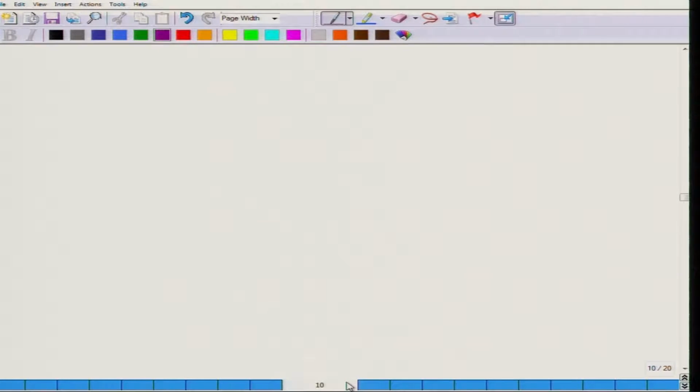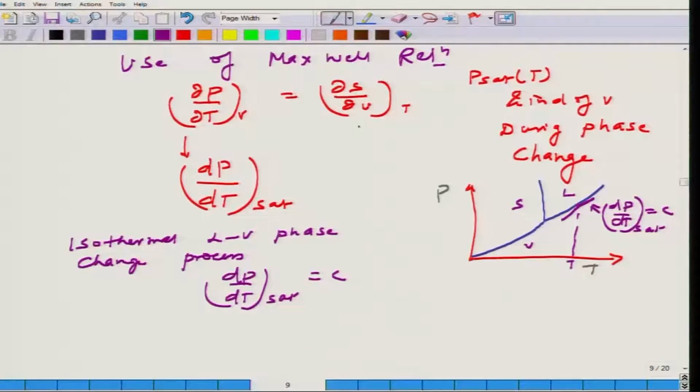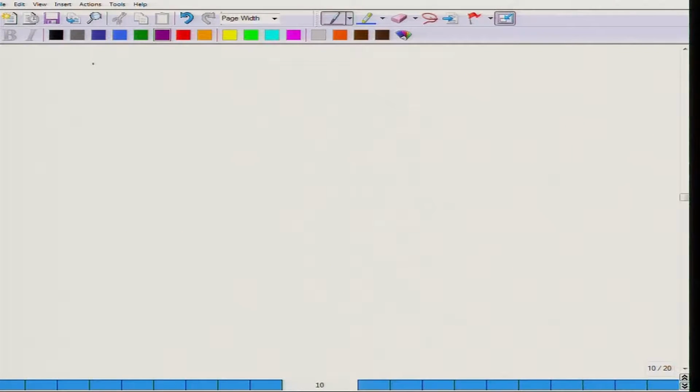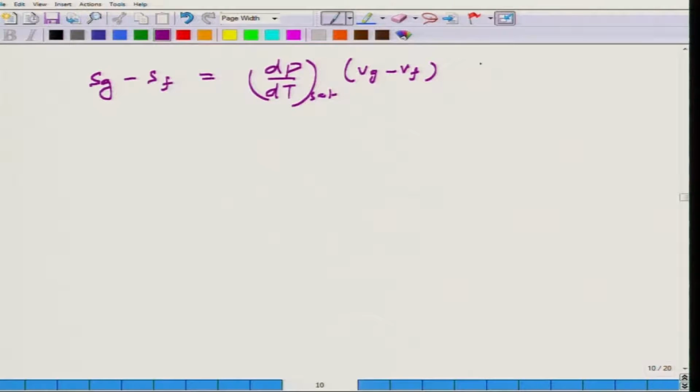So let me just try to illustrate that. If we integrate this Maxwell relation here, the left hand side is constant, so now we can integrate the right hand side, and we can clearly get Sg minus Sf. This is integration. You had dS/dV is equal to dP/dT at sat, and then you have this Vg minus Vf. So this directly comes from the fact that dP/dT sat is dS/dV at constant temperature. So this is for isothermal phase change.